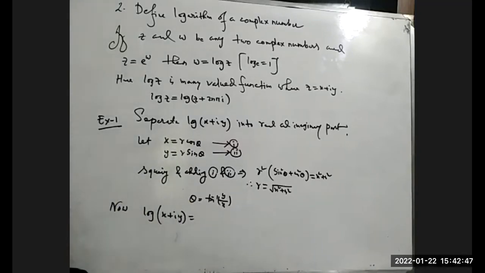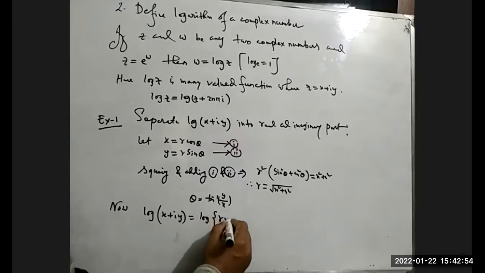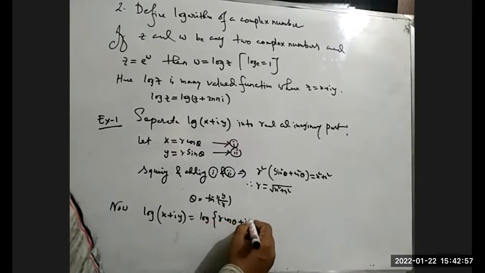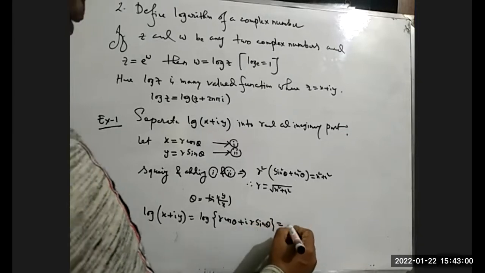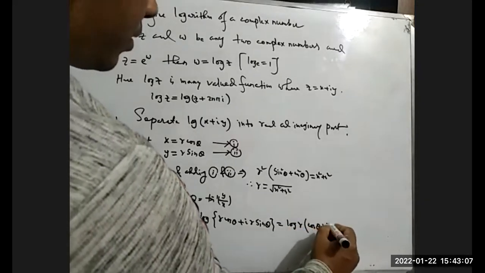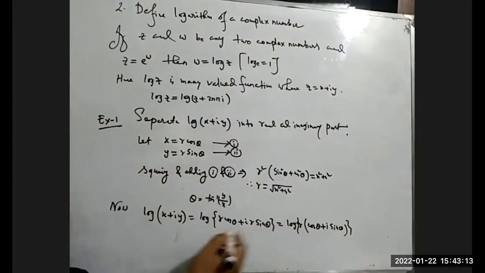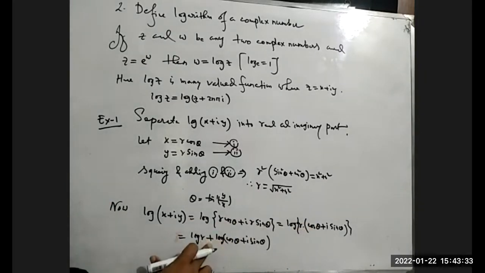This can be written as log of r cos theta plus i r sin theta. This can be written as log of r times cos theta plus i sin theta. Now using the property of log of m into n, it is log r plus log of cos theta plus i sin theta. For multiplication in logarithm, we use the plus sign.